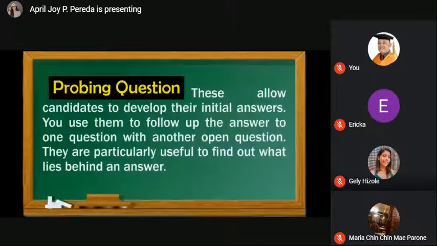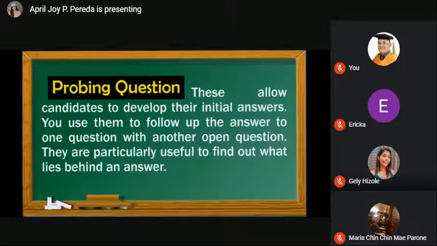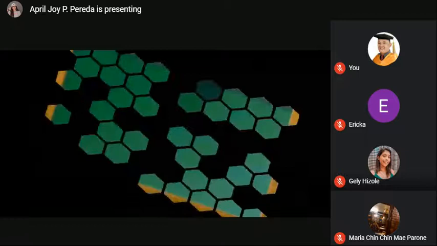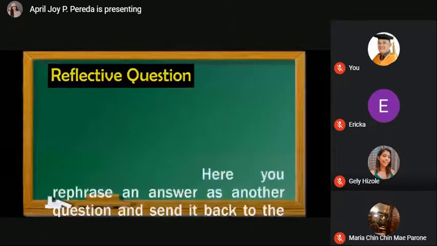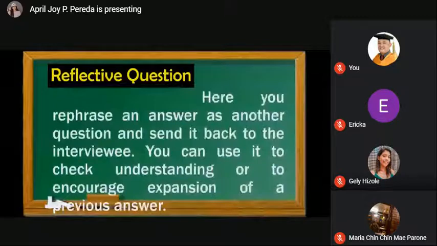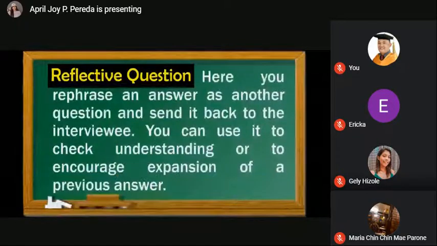For example, after a candidate has provided an answer, you might ask, have you done something like this before? Why do you think that is? What exactly do you mean by that? These questions make the candidates express what they may not have preferred to say in the interview. Reflective question. Here you rephrase an answer as another question and send it back to the interviewee. You can use it to check understanding or to encourage expansion of a previous answer.